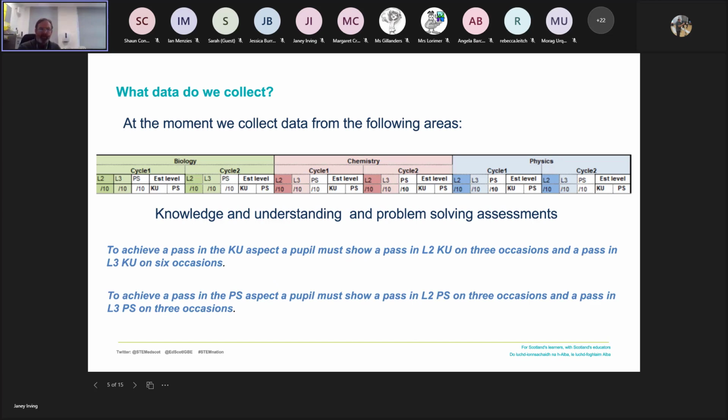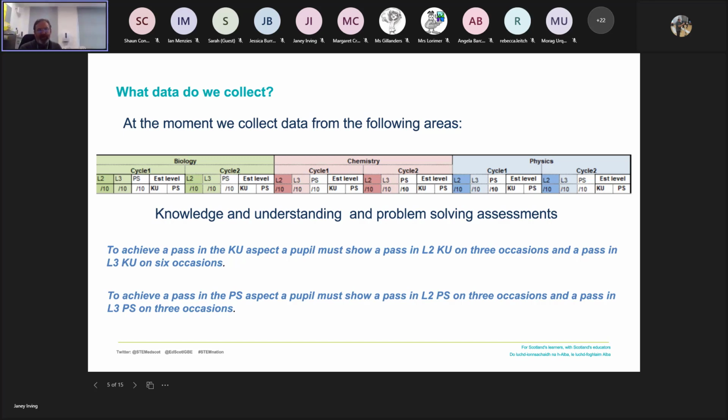Okay, so at the moment we collect data and we enter that data into a spreadsheet. This is a typical example here on the screen of what we've got. We've got biology cycle 1 and cycle 2, so that's the 2 topics in biology, chemistry and physics. And here we've got it broken down into level 2 style questions, level 3 style questions and problem solving questions.